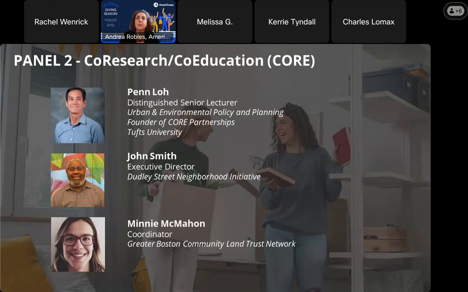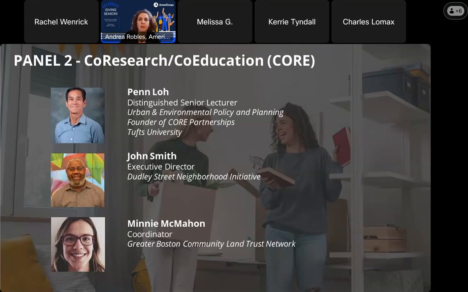And prior to that, he was the director of programs at TSNE Mission Works. John brings extensive experience in the nonprofit, government, education, and advocacy fields to his role at DSNI. He served as a policy analyst in the Mayor's Office of Economic Development for the City of Boston, where he managed major economic development policy initiatives.